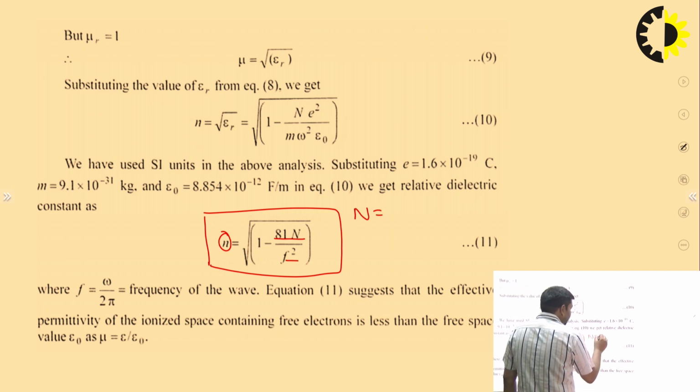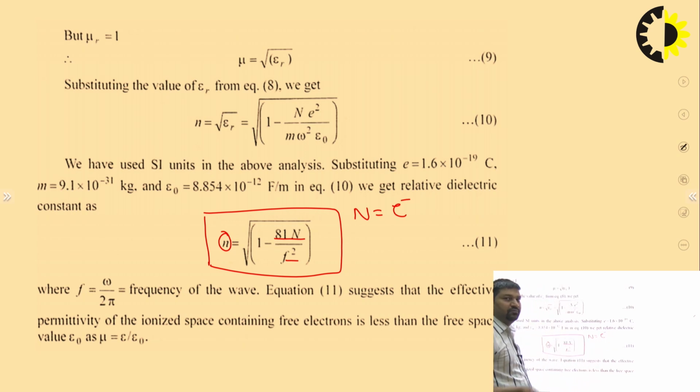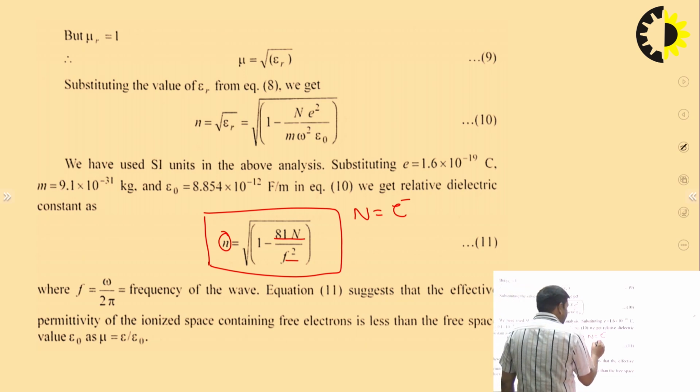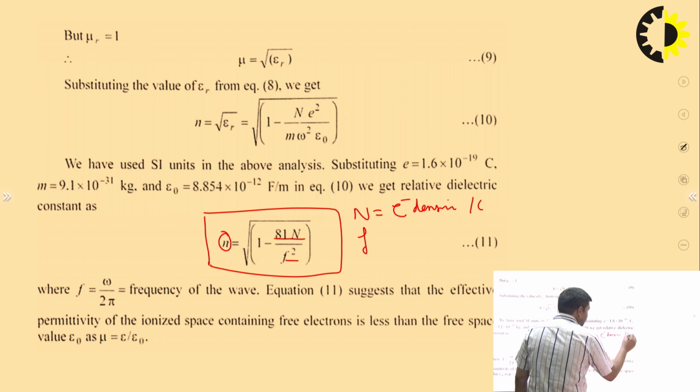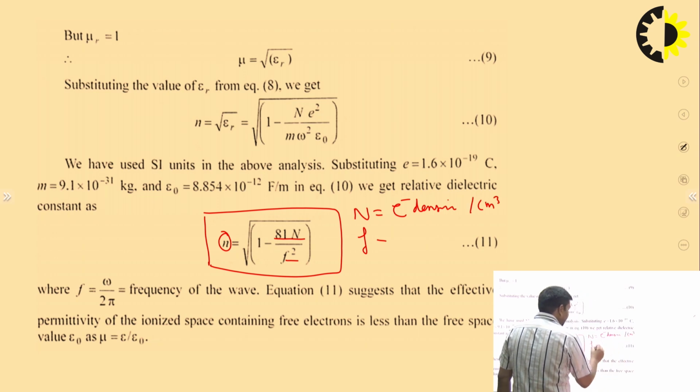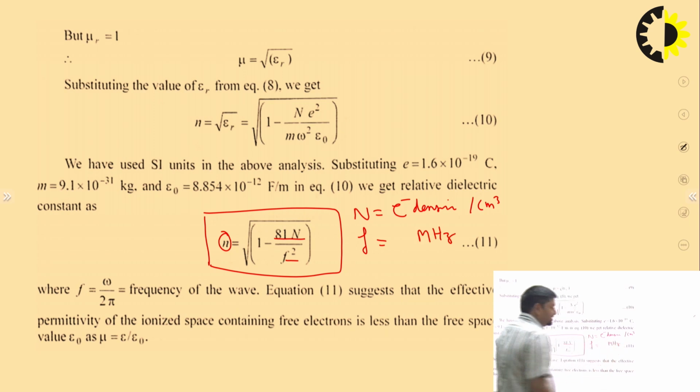N is the electron density of that particular layer from which the sky wave is reflected back to the earth, in per centimeter cube or per meter cube, and f is the transmitted frequency in megahertz, because the range of sky wave lies from 2 to 30 megahertz, or 3 to 30 megahertz. That is the range of frequency transmitted from the earth. So we put the frequency and the electron density here.